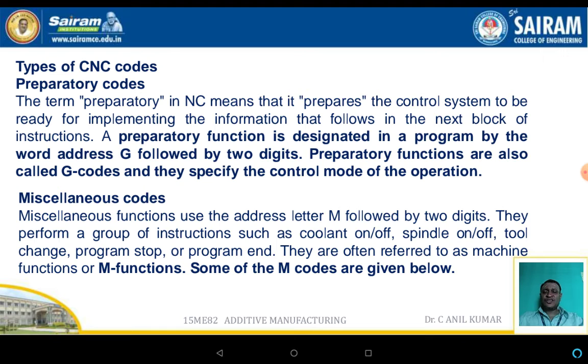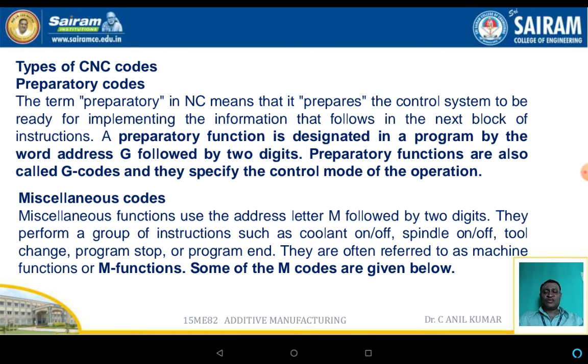A preparatory function is designated in the program by the word G code, which is followed by two digits. The preparatory functions are also called G codes. They specify the control mode as well as the operations of the machine tool.